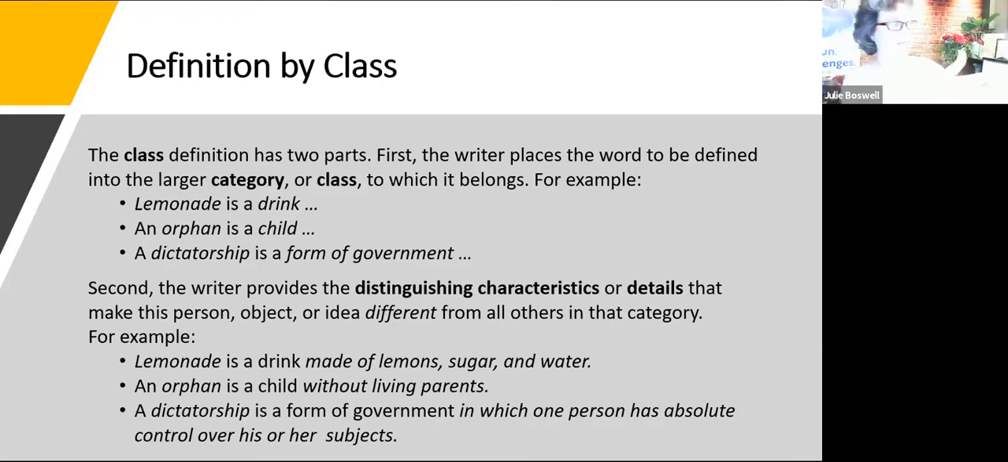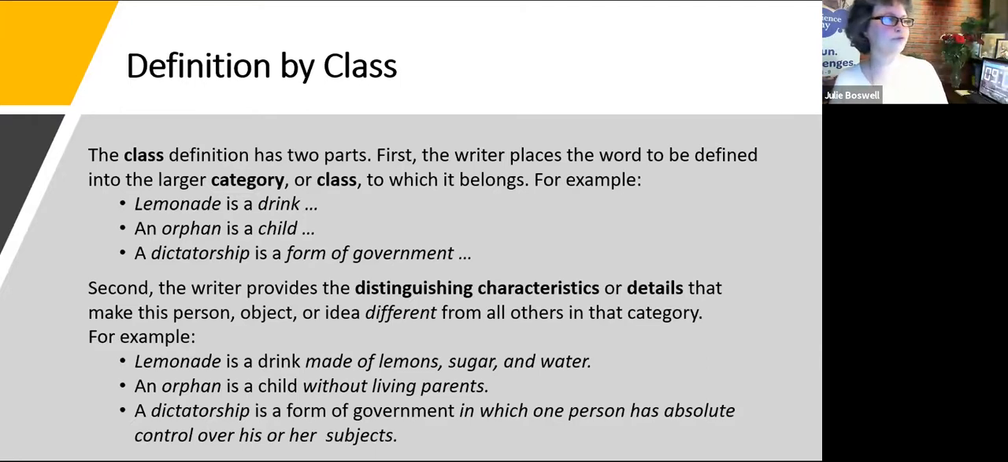Lemonade is a drink. And then the writer sometimes provides distinguishing characteristics if you go lower. Lemonade is a drink made of lemons, sugar, and water. You might say lemonade is a drink that is popular in the summer, or lemonade is a drink that is drunk by people in these countries. But you move down in the category to kind of put it into a class when you're defining it.